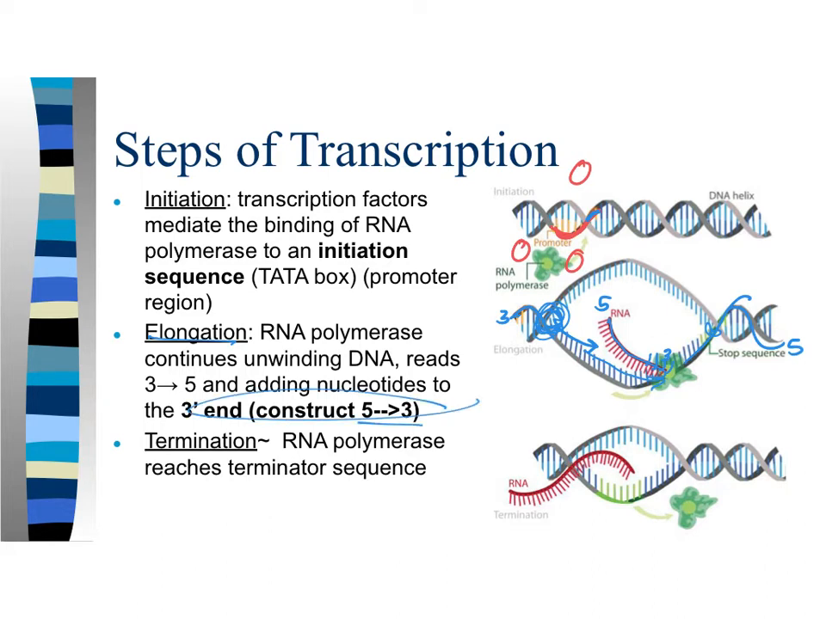Then termination, this is the part where our RNA polymerase reaches a terminator sequence. So that's that green region here. It says stop, basically. Okay, and this terminator sequence is going to tell our RNA polymerase and the other transcription factors to dissociate, to leave, and then our RNA is going to be spit out, and it's going to undergo further processing in the nucleus, and then it's going to end up leaving the nucleus through the nuclear pores and go out into the cytoplasm, okay?